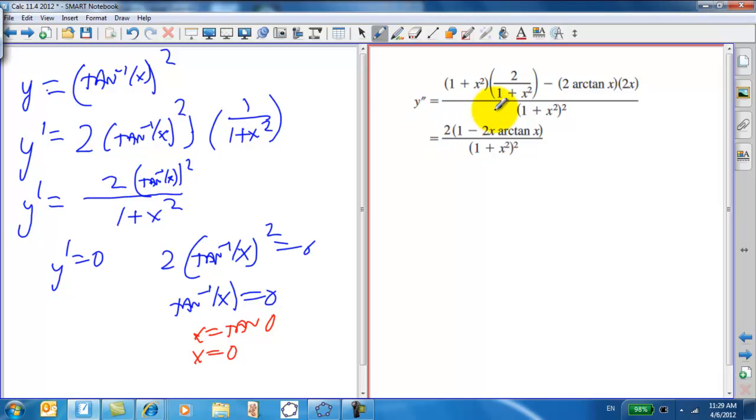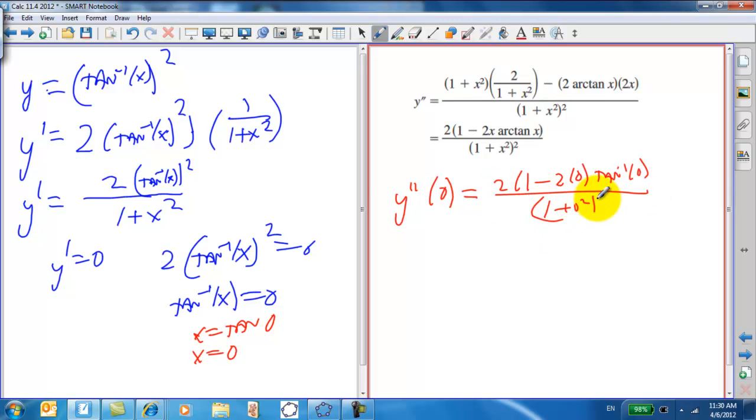Here's the work for the second derivative, and we get this big expression. Remember, there was our first derivative. Bottom times the derivative of the top, minus the top times the derivative of the bottom, over the bottom squared. And you get all that. And again, we can see what happens at x equals 0. What is y double prime at 0? That's equal to 2 times 1 minus 2 times 0 times the inverse tan of 0, that's 0 as well, all over 1 plus 0 squared. So you get 2 over 1, which is 2. So that means we have a relative min at x equals 0.